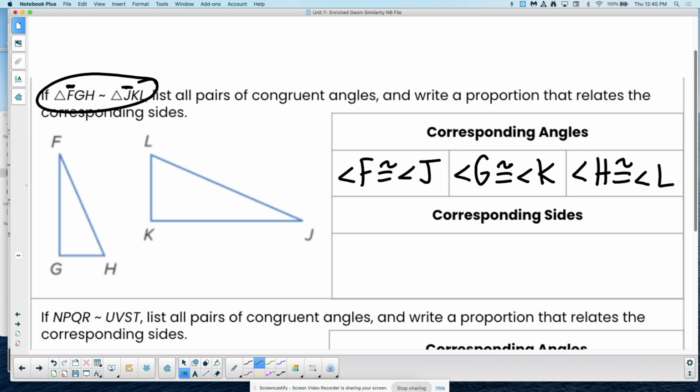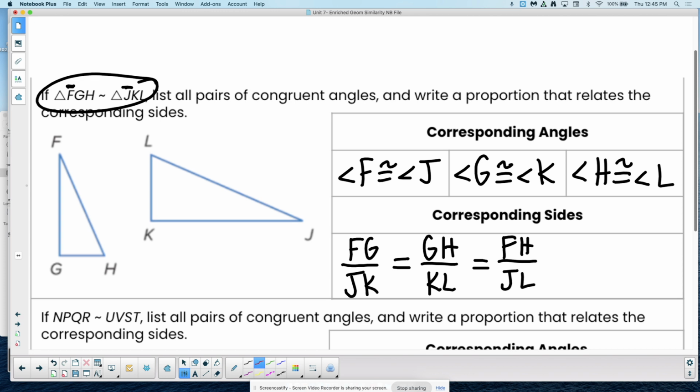Now we're going to look at our corresponding sides. Pick my first two letters, FG matches JK, and we want that ratio to be the same as GH over KL. And we want that to also be the same as our last pair of sides, HF over LJ.